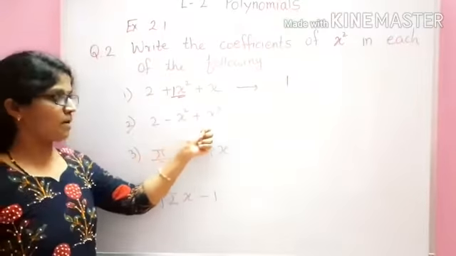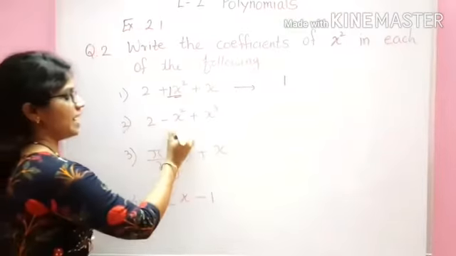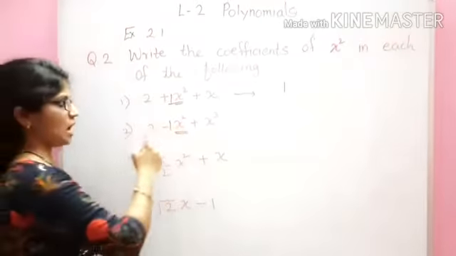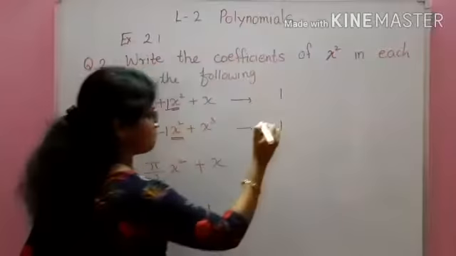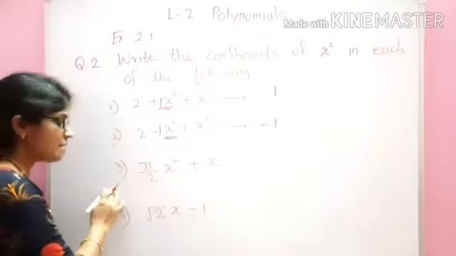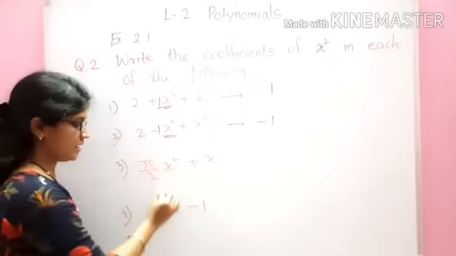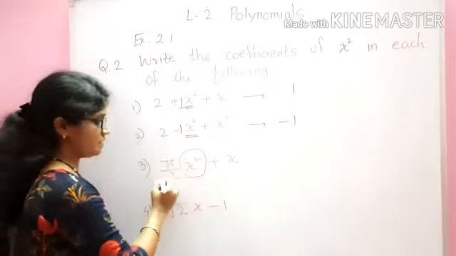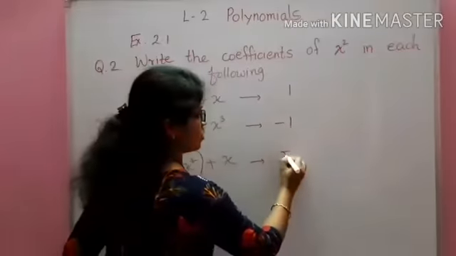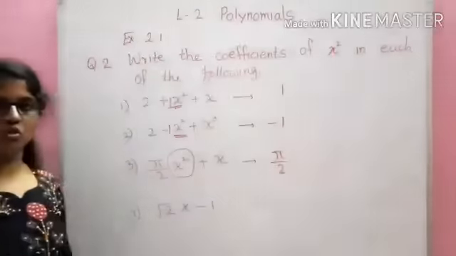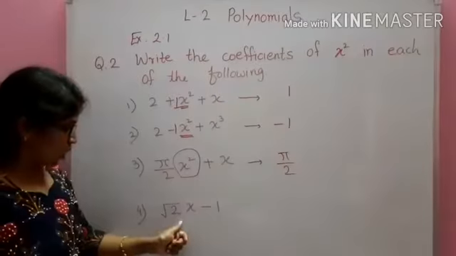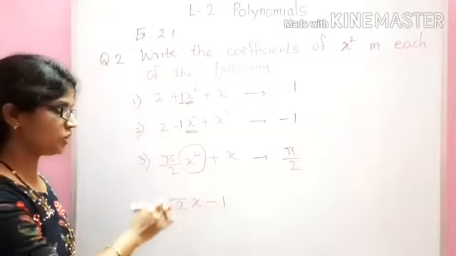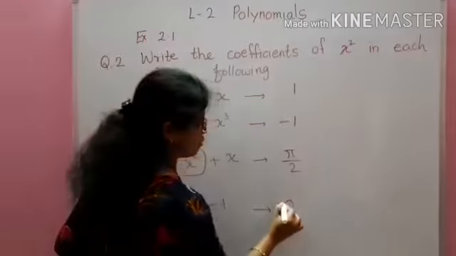2 minus x square plus x cube. Now here is the x square. Nothing is there means which constant here? 1. But along with the sign you should write the answer, that is minus 1. Third example, pi upon 2 x square plus x. So here is your x square. So what is the coefficient? With whom it is multiplied? Pi upon 2. So what is the coefficient of x square here? Pi upon 2. Next, root 2 x minus 1. Now here x square is not there. Means with whom it should be multiplied? It is 0.